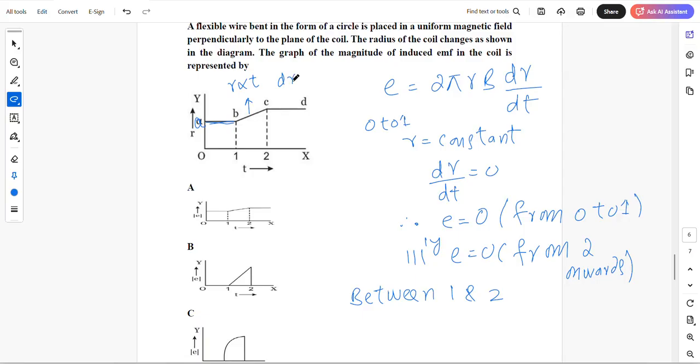What will be the differentiation of a positive slope? It will be a constant, a positive constant. Understood? Since r is proportional to t, E will be proportional to r. It will also be increasing linearly.